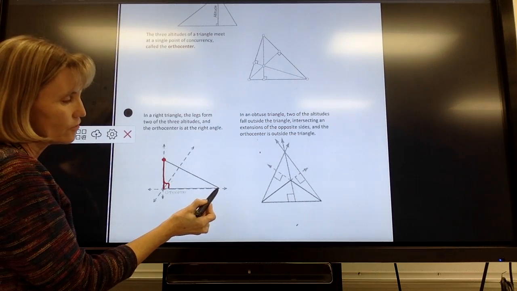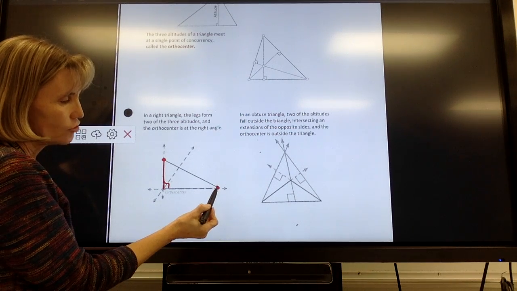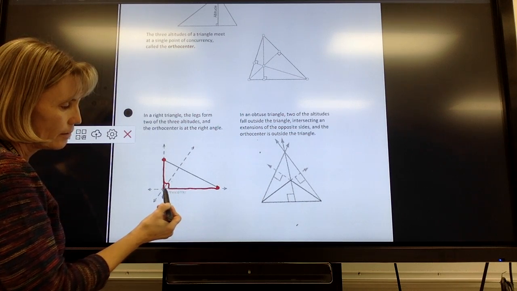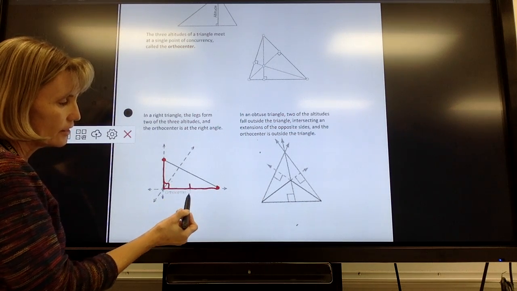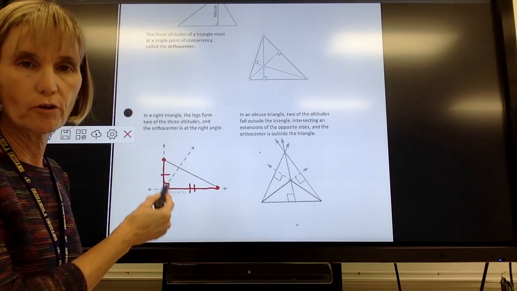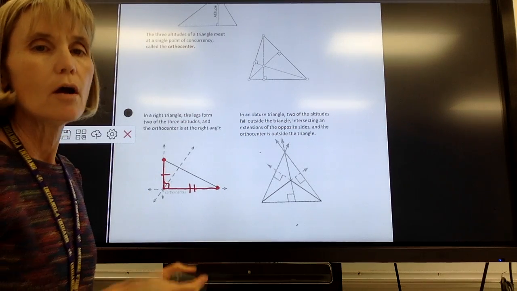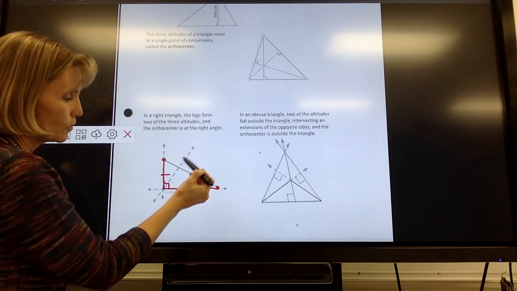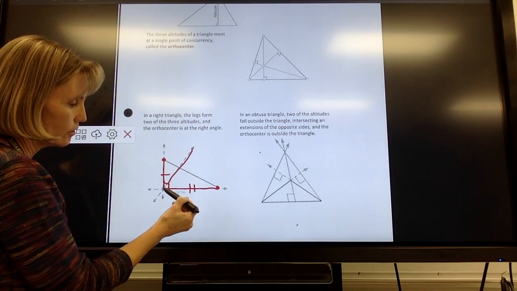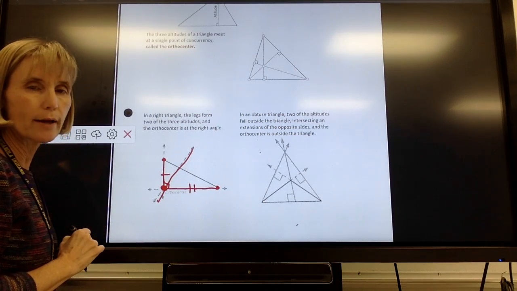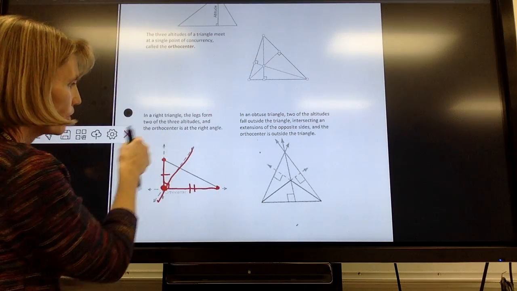And if I go to this vertex of a right triangle and I drop an altitude to the opposite side, because that's where the right angle is, these two legs of the triangle, they're not congruent, but those two legs of that triangle are the altitudes themselves. And then the hypotenuse would have its own altitude here. So the orthocenter would be down here in the corner where the right angle is. That's all that's saying to you.